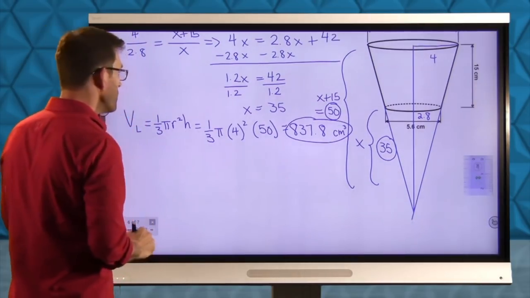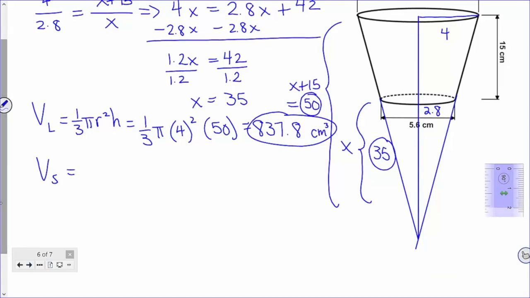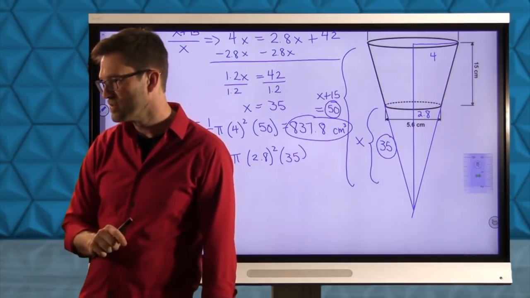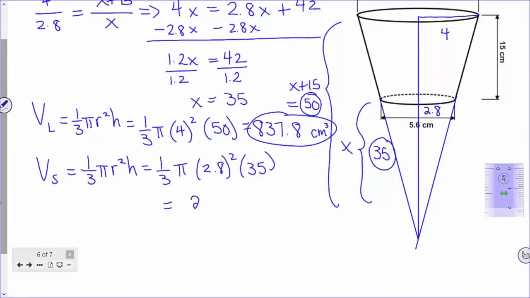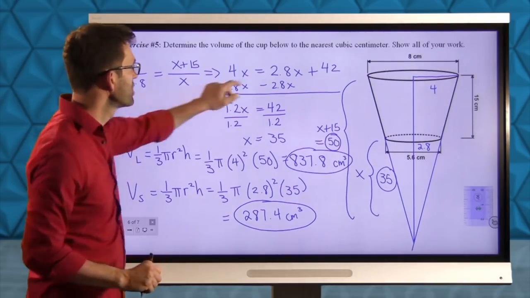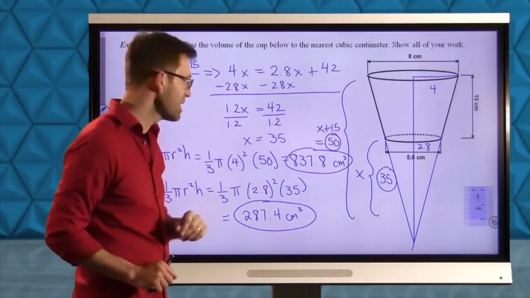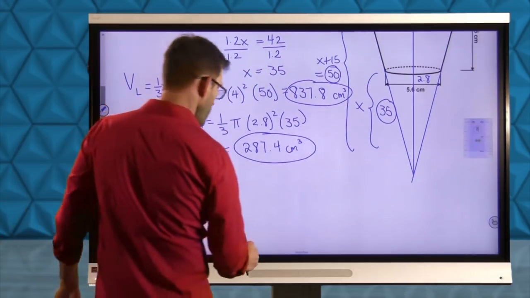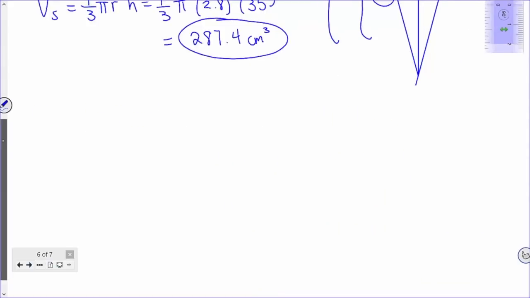Okay, let's take a look at the volume of my smaller cone. Volume of the smaller cone is going to be 1/3 pi r squared h. This one's a little bit messier: 1/3 pi times 2.8 squared times 35. Making sure all the numbers are correct, the volume of that smaller cone is 287.4 cubic centimeters. Notice how I'm taking out these answers one decimal place farther than what I want the final answer, nearest cubic centimeter, so I'm rounding these other ones to the nearest tenth. You could even take them out further than that, but don't take them out just to the nearest, or it could make you off a little bit.